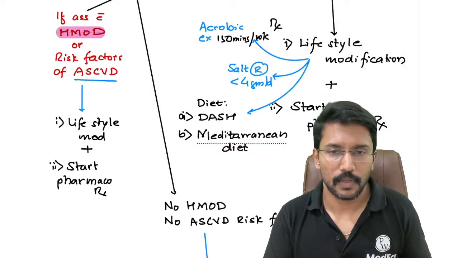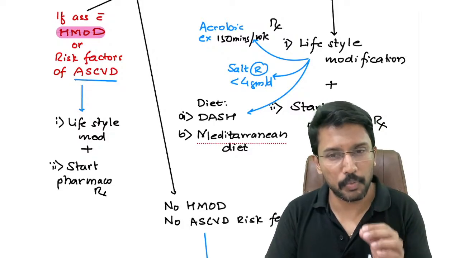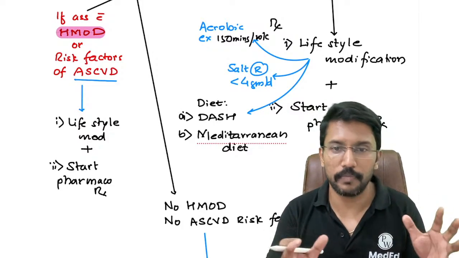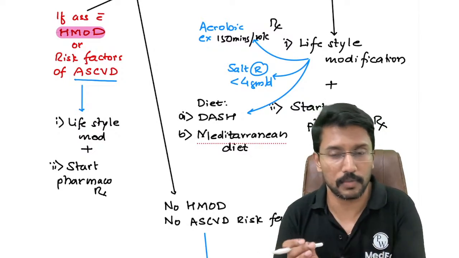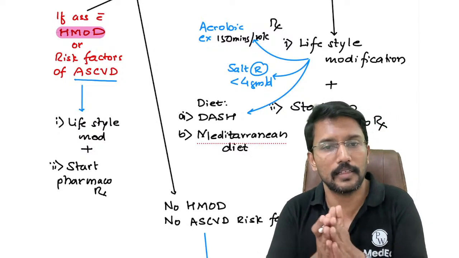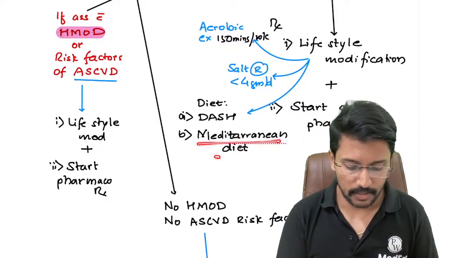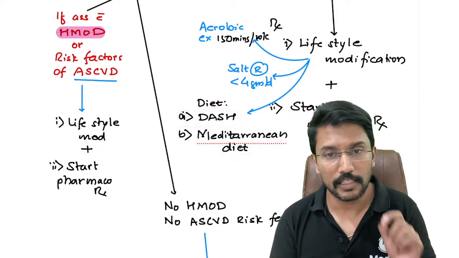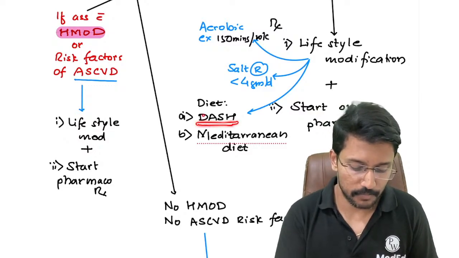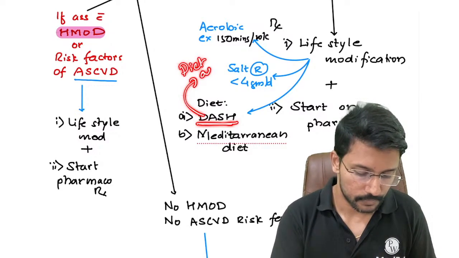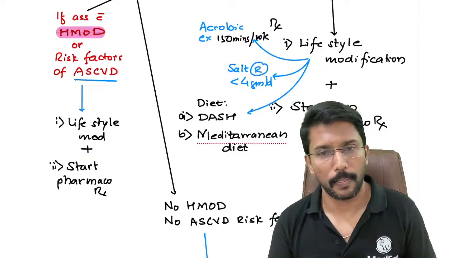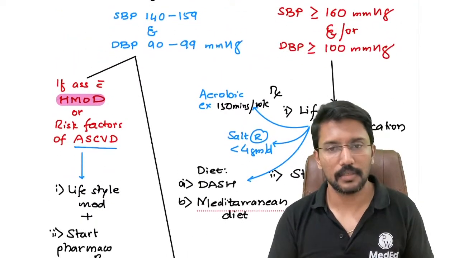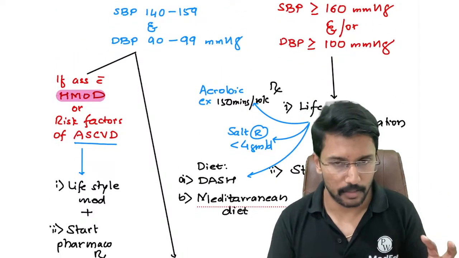What lifestyle modification? We recommend them 30 minutes of aerobic exercise per day, 5 days a week, or in other words, 150 minutes of aerobic activity per week, and salt restriction to less than 4 grams per day, or sodium restriction to less than 2 grams per day. And 2 specific diets are recommended. One is the Mediterranean diet and the other one is the DASH diet. They can ask you the full form of this DASH diet. DASH diet refers to diet against systemic hypertension. Okay, clear? So stage 2 hypertension, start on drugs and then put them on lifestyle modifications.